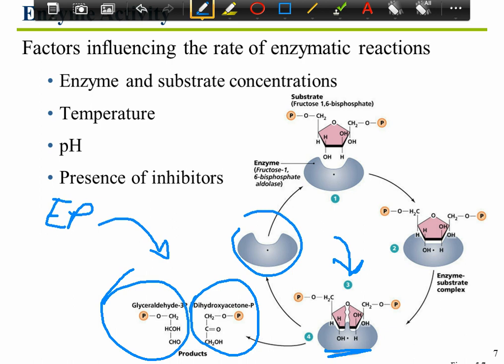Okay, inhibitors, something that blocks this active site on an enzyme, can mess things up, obviously. Or anything that changes the conformation or the shape of this enzyme can mess things up. So there are different kinds of inhibitors. There are inhibitors that block an active site. There are inhibitors that can change the enzyme molecule shape. And then when that shape is changed, the active site is no longer functional.